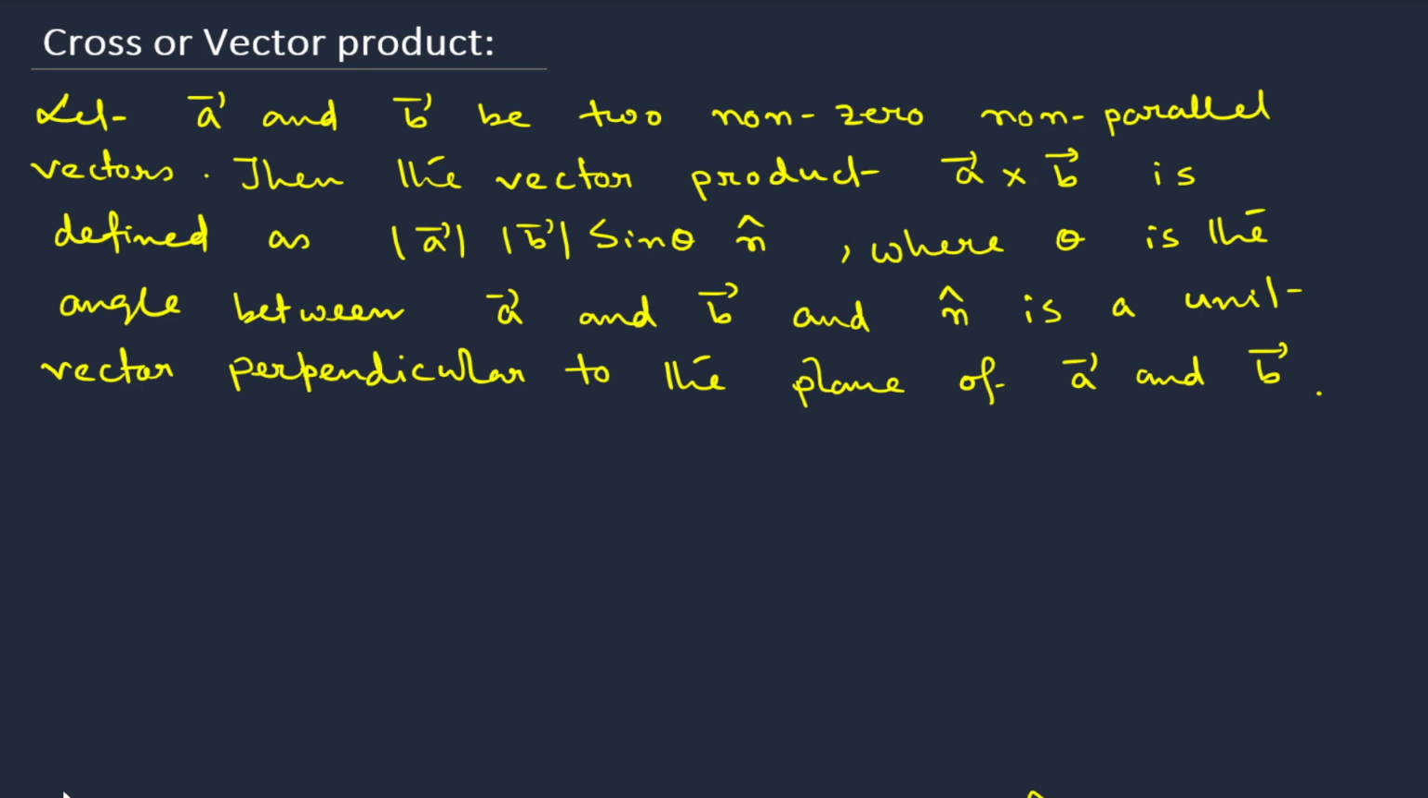In our previous lecture we learned what is dot or a scalar product. In this video we will learn what is cross or a vector product. This is also very important, like dot or a scalar product. Now let's see what is a cross product or a vector product.